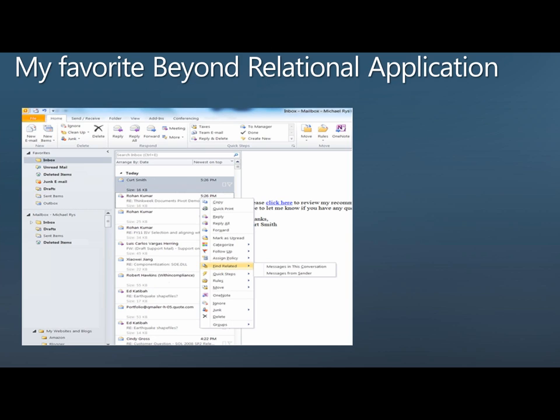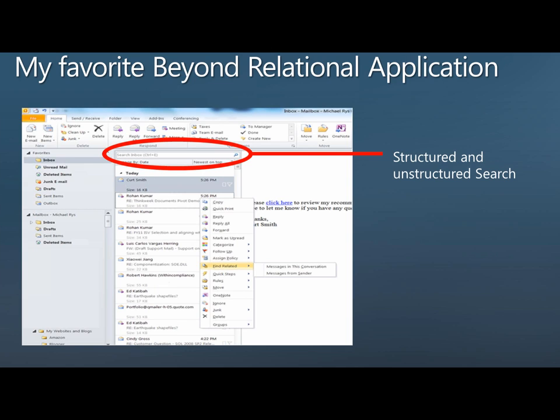If I look at my favorite Beyond Relational application, I can use Outlook as an example. Why is that a Beyond Relational application? Well, it is managing both structured data, such as the header information inside my mail, as well as unstructured information, such as the content of my mail messages, the attachments, etc. And in addition, it provides a set of interesting capabilities over the data that I store inside my database, or in this case, inside my Outlook file, such as the ability to do structured and unstructured search, and the ability to do related searches, like what I would consider semantic related searches. Although in the case of Outlook, it's very simply based on either messages that have the same sender or messages in the conversation. But you could imagine that they might find related documents based on some semantic analysis.